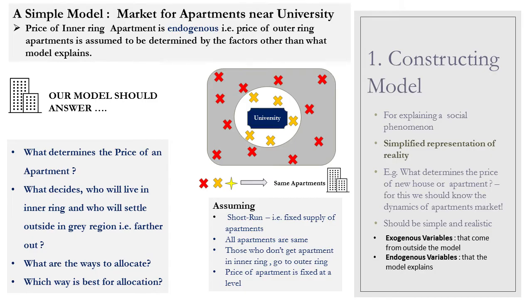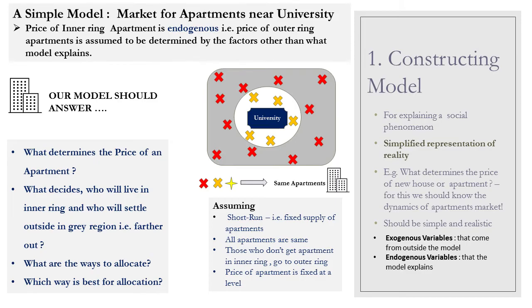The first assumption is that you have a fixed supply. Then all apartments are the same, so you cannot really make much difference between the apartments. Then those who don't get an apartment in the inner ring go to the outer ring. This we have assumed. Then the price of an apartment is at a fixed level, okay? So we have already assumed that the price is going to be fixed.